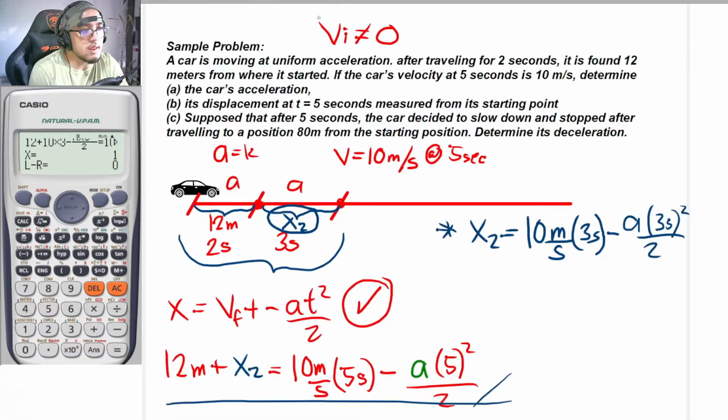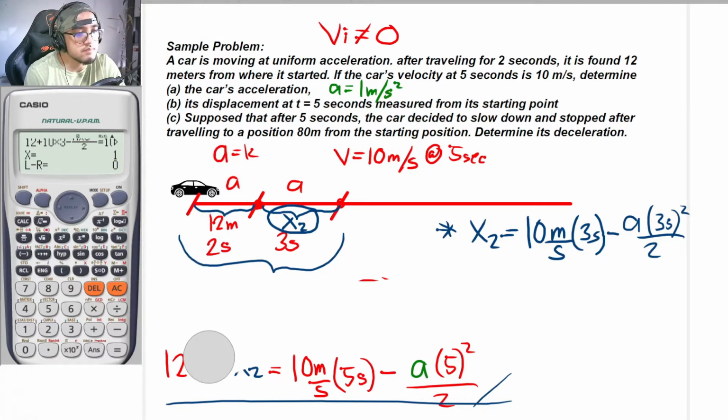So with that, our answer here for acceleration is equal to 1 meter per second squared. So what that indicates is that for every second, the velocity increases by 1. Okay, so there. Since we already know the acceleration, I would just be erasing all of this since you already know the acceleration.